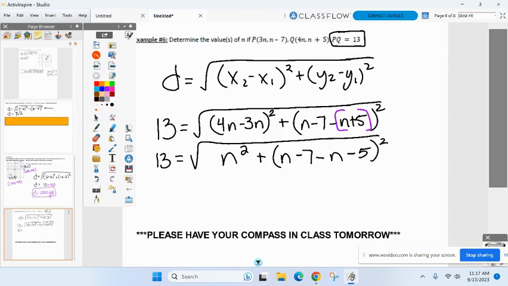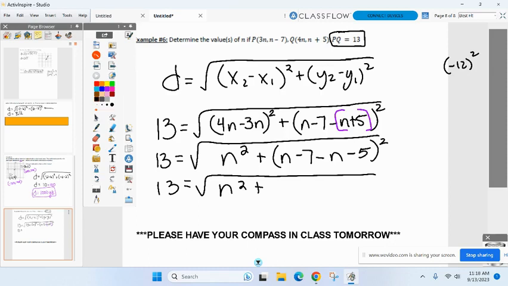All right, let's see how your algebra skills are now. 13 equals, and I'm taking this step by step. I don't want to get ahead of anybody. N squared. All right, let's see. What are we left with in the parenthesis now? What happens to the n's? They're gone. And I'm left with negative 7 minus 5, which gives me negative 12, right? And then I have to square it.